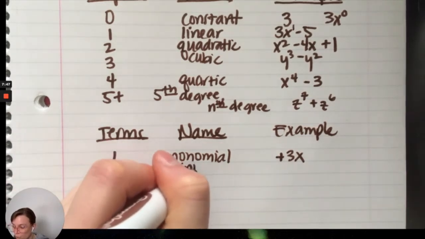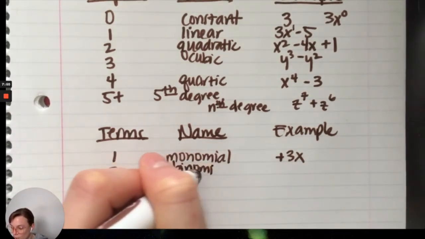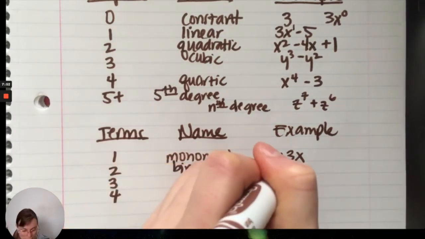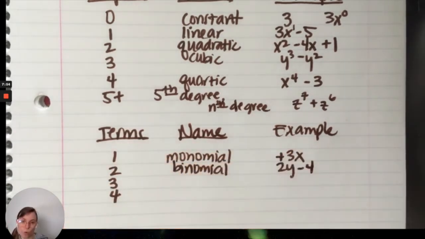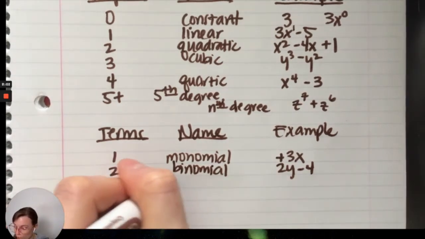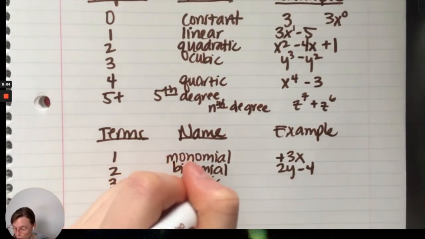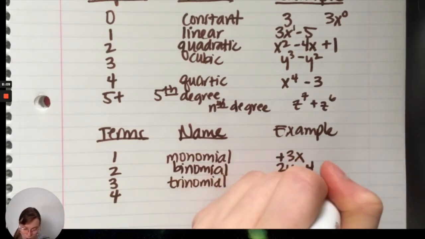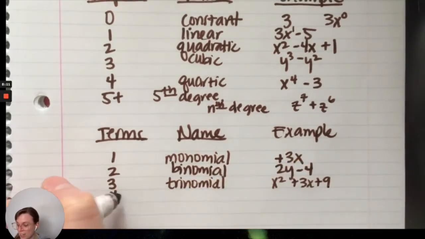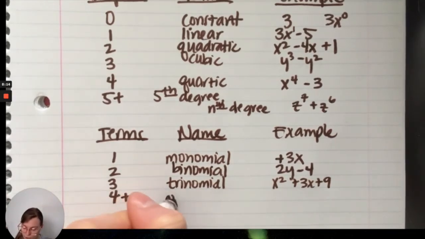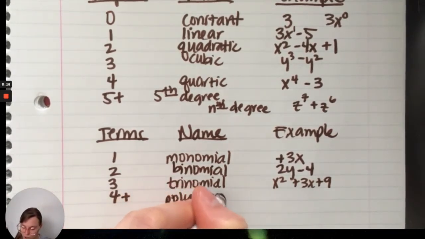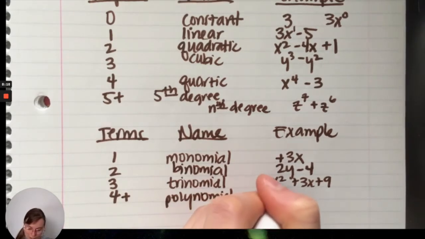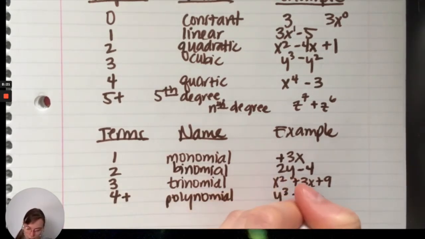A binomial, like a bicycle, would be 2y minus 4. 2y and a negative 4. Those are 2 different terms. And make sure that 4 is negative. Trinomial, x squared plus 3x plus 9. And then anything 4 or above is going to be a polynomial. Okay, now this does get a little misconstrued.